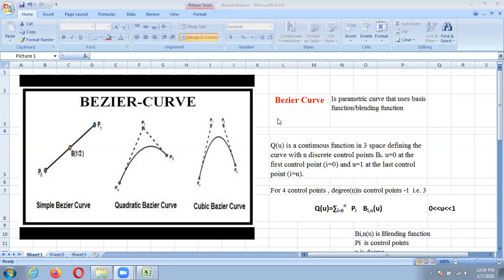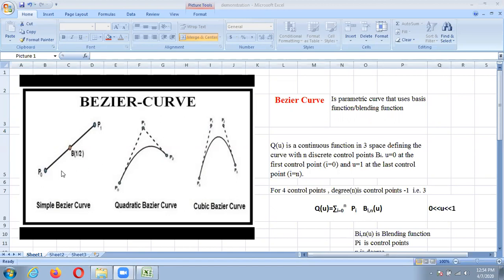This Bezier curve is a parametric curve that uses a basis function or a blending function. We'll see that blending function afterwards. Just understand that to draw a Bezier curve, we require control points. So consider this diagram over here.